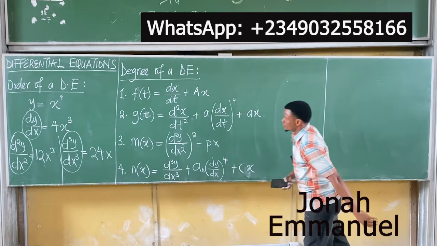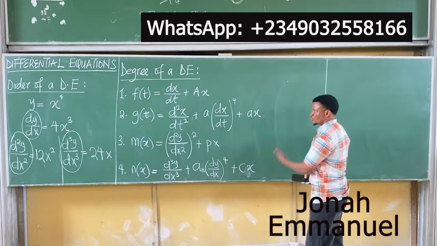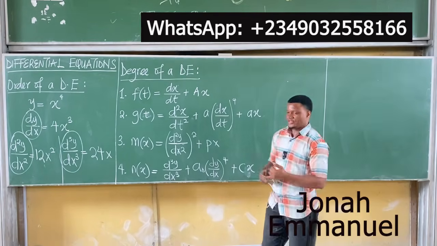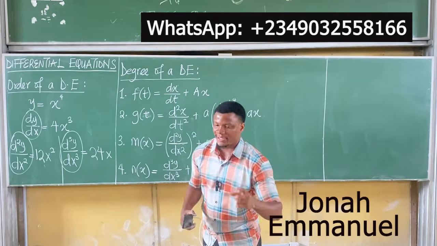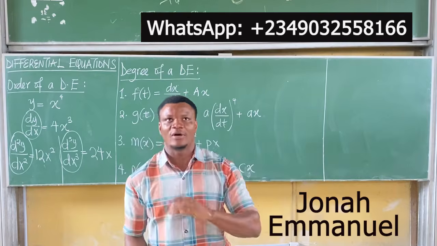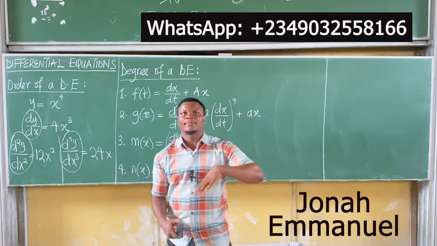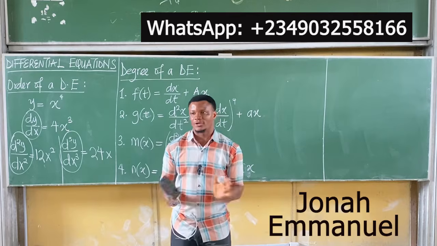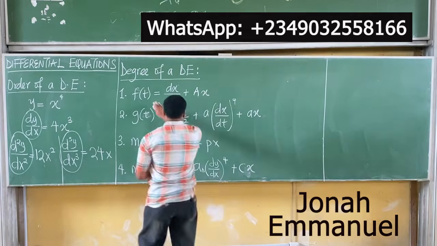Alright, so for this, I'll do 1, 2, 3, and then you try 4. What's the order of a differential equation? Simply the highest differential coefficient in that equation. Full stop. What's the degree? Simply the power to which the highest differential coefficient is raised. That's all.